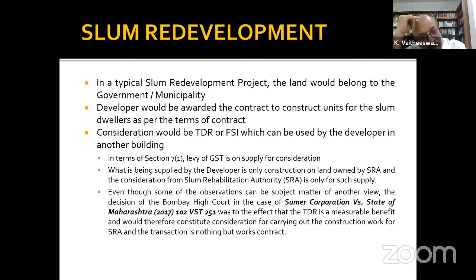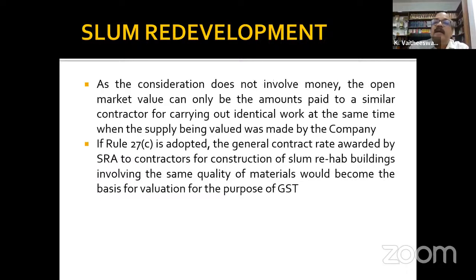And therefore, at best, one can take a view that the developer is operating like a contractor. If he's operating like a contractor, he's executing what is called construction services and putting up units, for which instead of a monetary consideration, he's given a non-monetary consideration in the form of TDR. So some of the observations of the Bombay High Court in Samar Corporation can be used, where the Bombay High Court said that TDR is a measurable benefit and therefore would constitute consideration for carrying out construction work for SRA, and the transaction is nothing but a works contract. So if it's a works contract, you get into the 18% category.